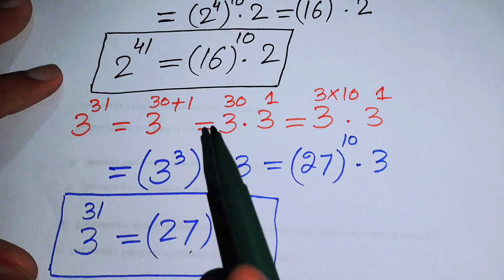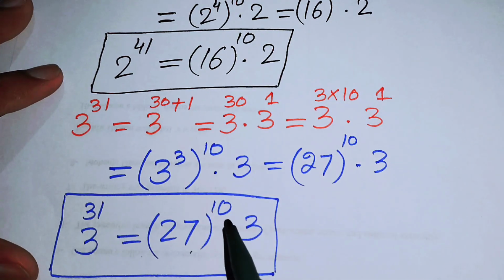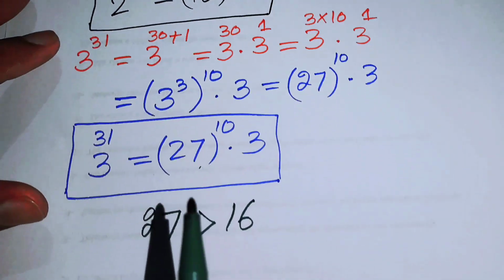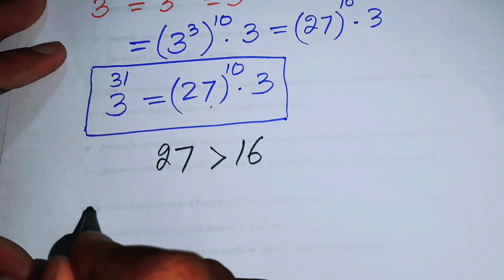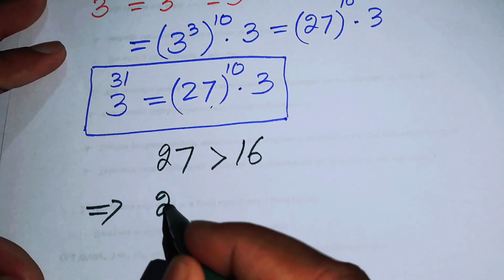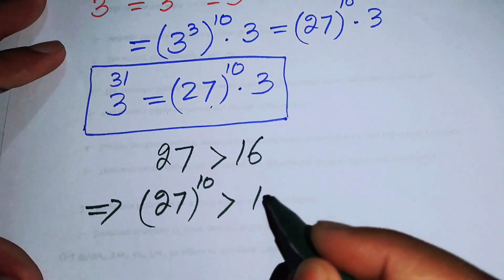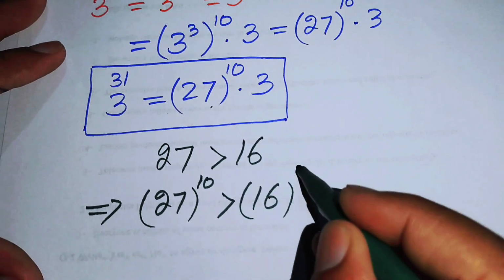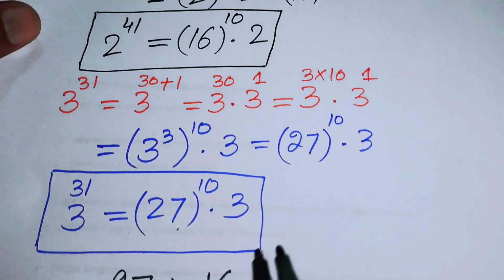So in this value you have 16 to the power of 10 and here you have 27 to the power of 10, so that we will make here the 10th power on both of the sides, so that this expression implies that 27 to the power of 10 is greater than 16 to the power of 10. And now after that you can compare the other numbers.